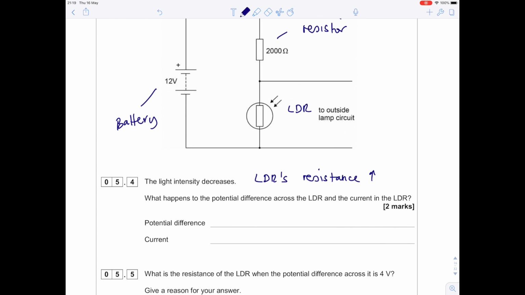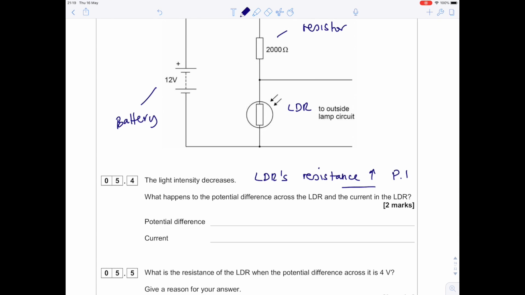So what happens to the potential difference across the LDR and the current in the LDR? So this becomes very important now, because when resistance increases, the potential difference increases and the current decreases. So that's something you need to remember, the pattern. So potential difference increases and the current decreases.